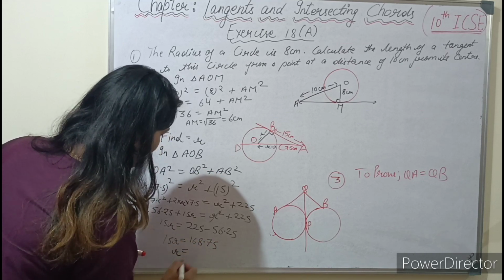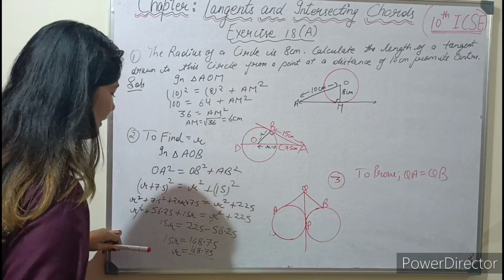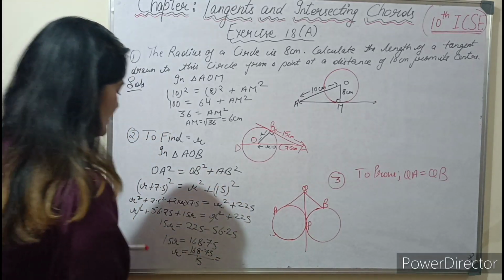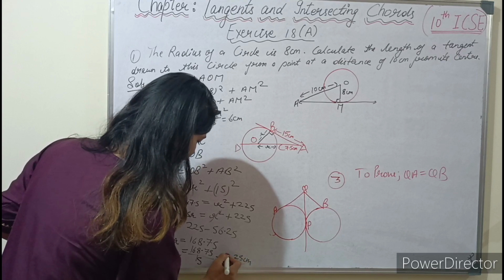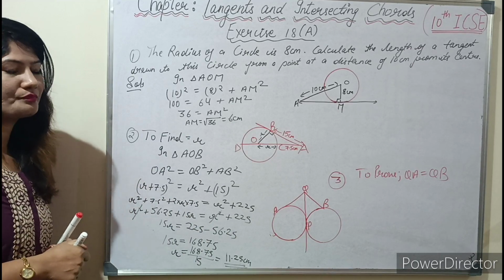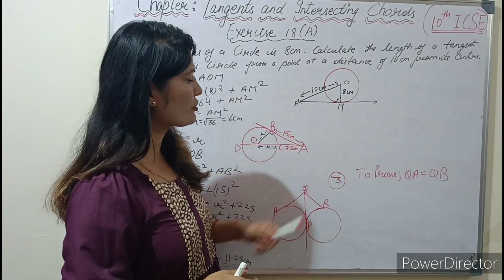So the value of r is 168.75 divided by 15. So here your answer will be 11.25 centimeter. So this is the radius of the circle. That is the only thing we have to find out. Moving to question number 3.